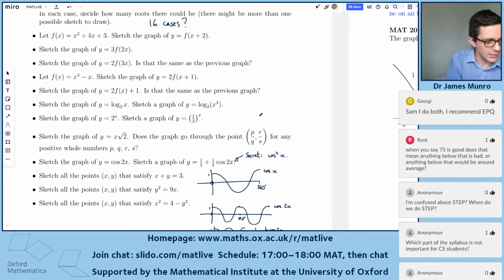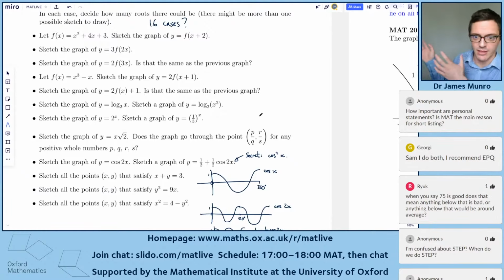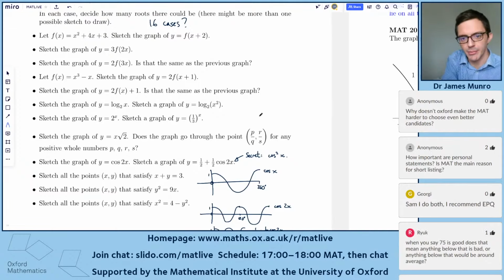Good, okay. The main thing we use for shortlisting is the MAT, the Maths Admissions Test, the thing we're talking about. Why don't we make the MAT harder? We don't really need to make it harder. It's doing its job at the moment. And if you make it harder, it's much more stressful for everyone. So, because we're nice. There you go. Could maybe make it slightly easier. Anyway.